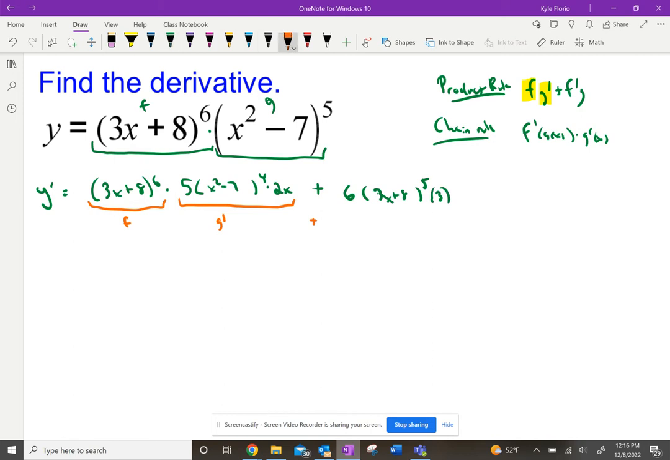So that is the f prime, the derivative of the first function. And then just times the second function, which I'm going to leave alone, x squared minus 7 to the 5th. So that's like the g part. That is this piece right here. All right, the calculus is done, the derivative is done, and now we just need to simplify.